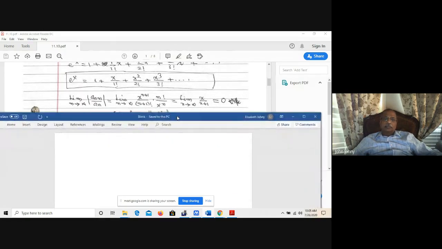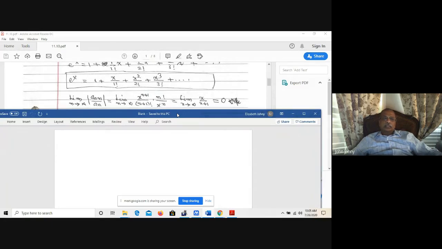Now let us see for what value of x this series is valid. So you find limit n approaches infinity, a n plus 1 over a n. a n is x to the n over n factorial. So a n plus 1 is x to the n plus 1 over n plus 1 factorial. So this is limit n approaches infinity, x to the n plus 1 over n plus 1 factorial times n factorial over x to the n. That is limit, numerator x to the n plus 1 minus n, that is x to the 1, which is x, denominator.